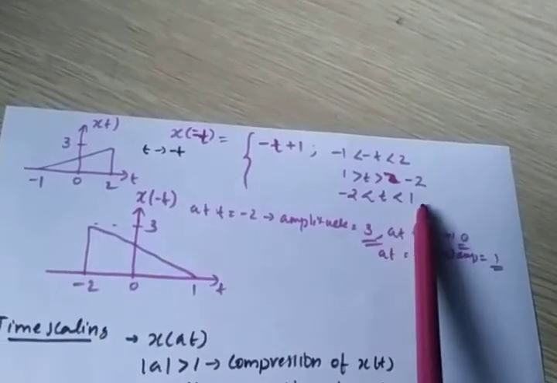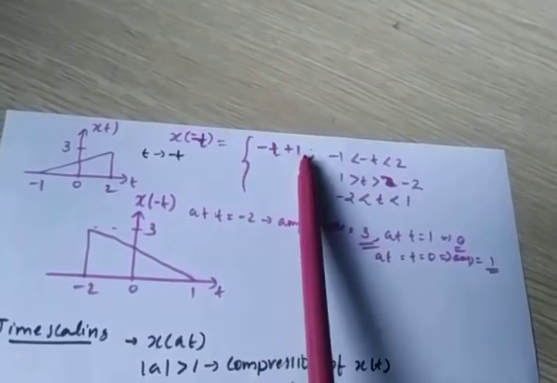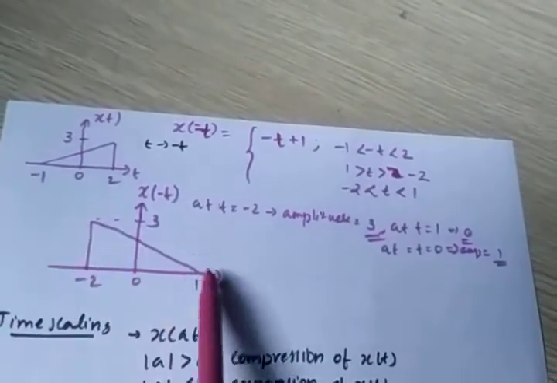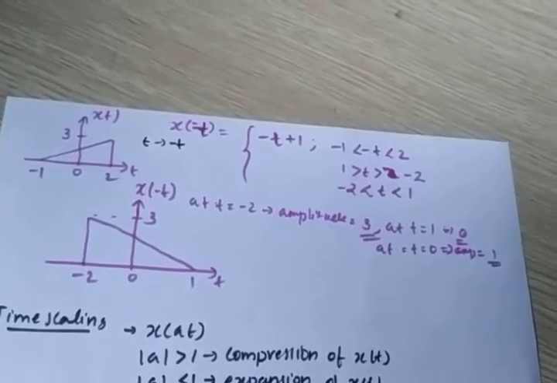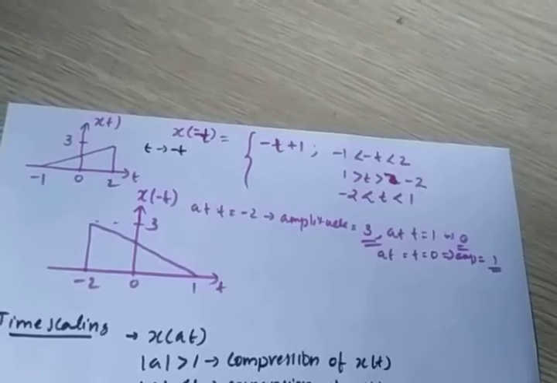What is the amplitude at t equal to 1? You put t equal to 1 here. So -1 plus 1 is 0. So at t equal to 1 the amplitude is 0. So we draw like this. Okay, the remaining we will discuss in the next class.